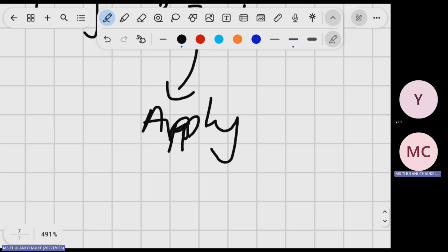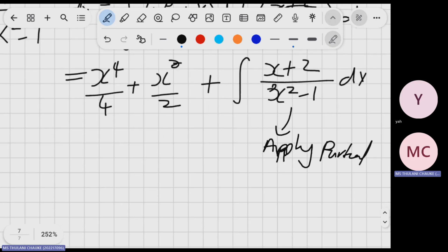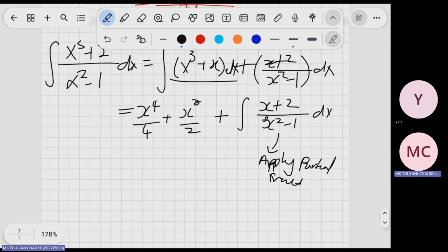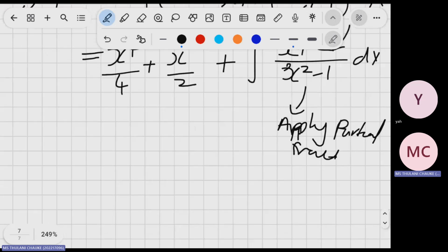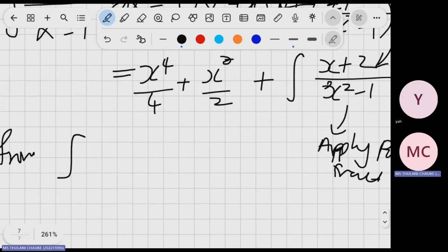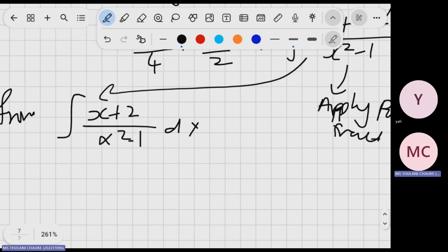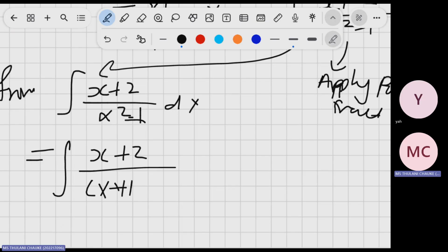So here you'll say apply partial fraction again, in order to integrate this, because here you can't use substitution. So I'll just take this one, I put it there, x squared minus 1 dx. So I'll simplify this one aside. I can write this as x plus 1, x minus 1.